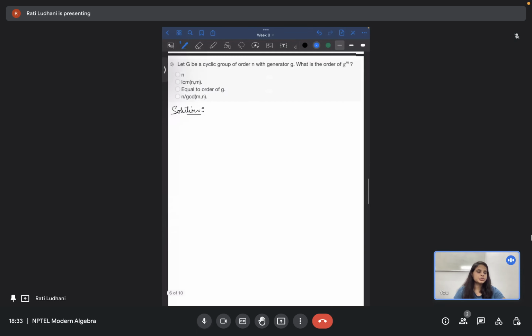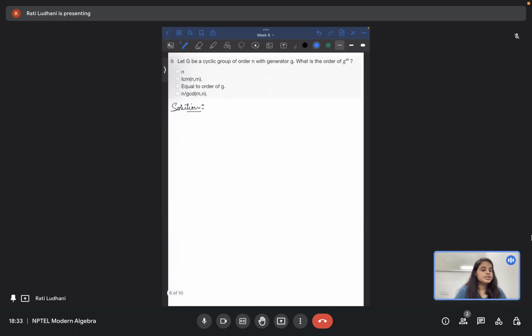Let's move to the next question. Let G be a cyclic group of order n with generator g. So G is given to be a cyclic group generated by g, and the cardinality of G is equal to n. So that means the order of g is clearly n.